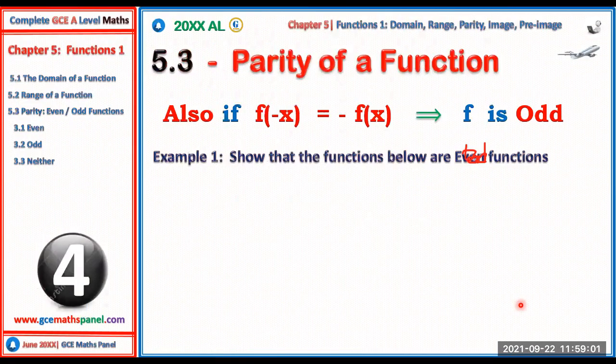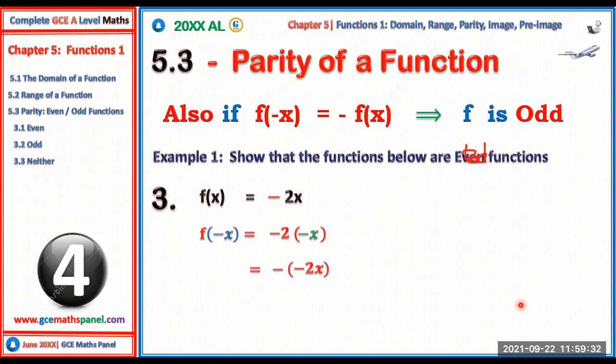We take more examples on these odd functions. Third, we have f of x equals minus 2x, and we want to show that this function is an odd function. So f of minus x will be equal to minus 2 into minus x, and that will be the same as, you can multiply and bring out the signs.